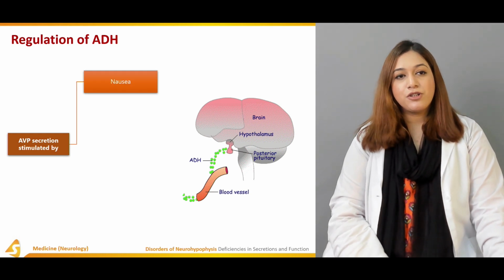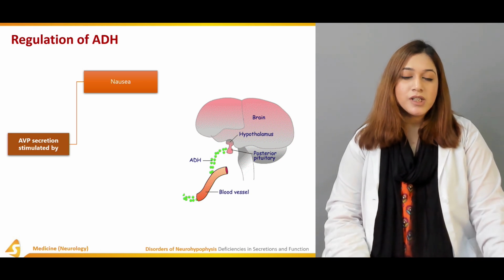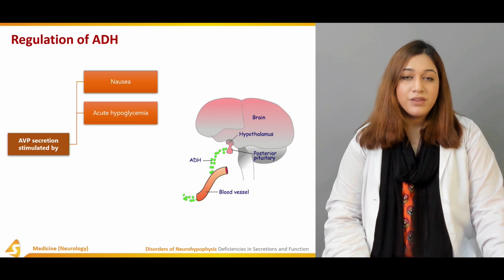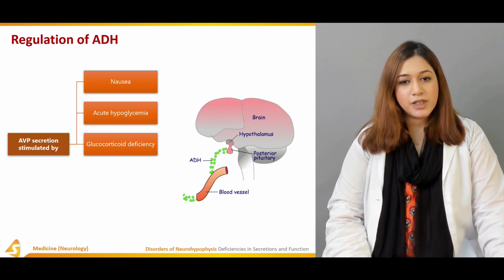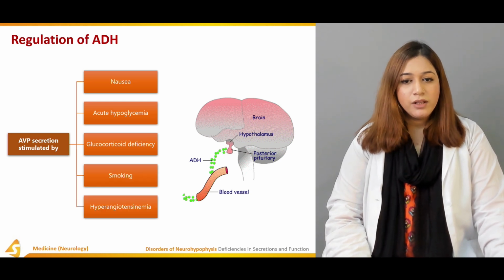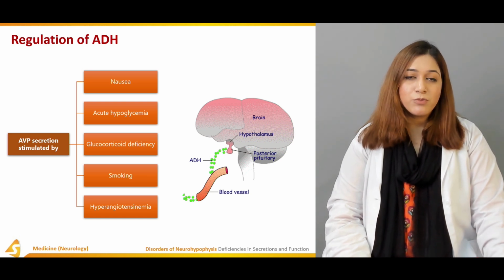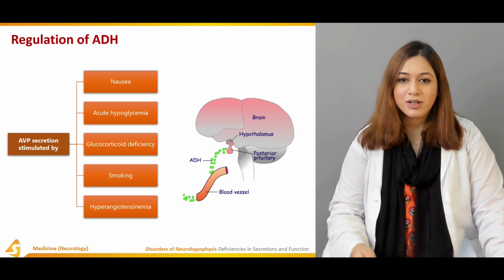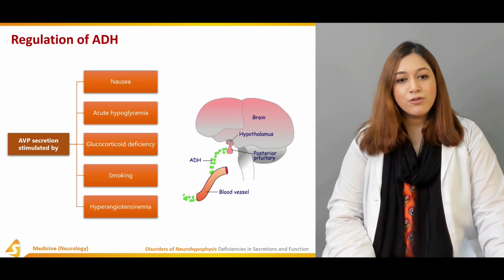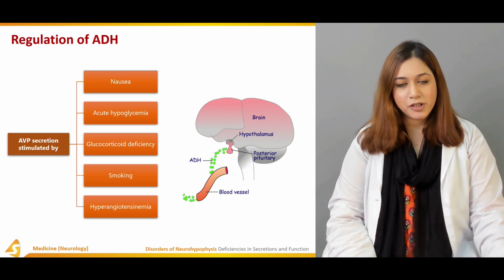Now, AVP secretion is stimulated by certain other factors. These include nausea, acute hypoglycemia, glucocorticoid deficiency, smoking, and hyperangiotensinemia. These factors are also responsible for the stimulation of AVP, along with the other changes we have discussed in the previous slide. Out of all these factors, nausea is the most important factor in the stimulation of AVP secretion.